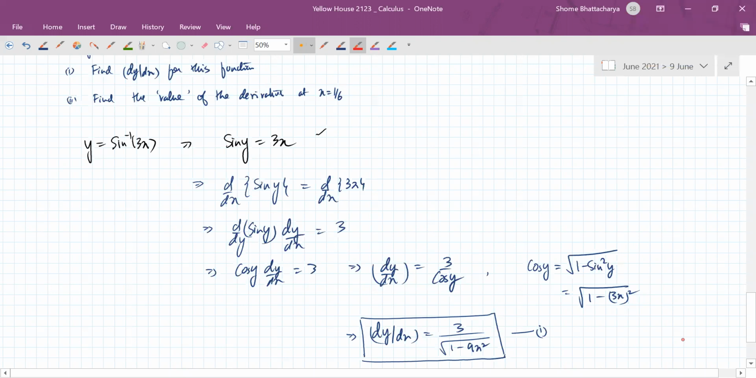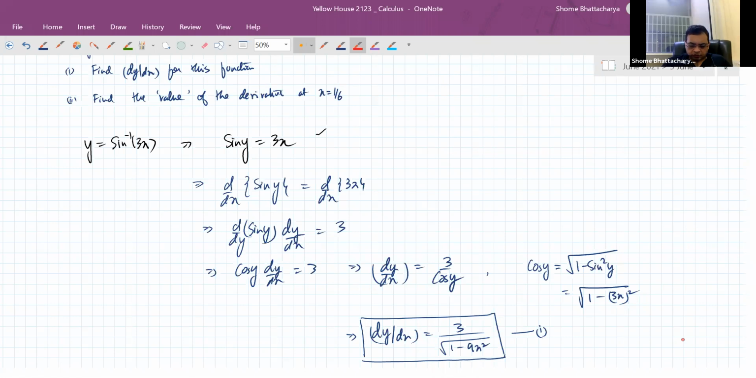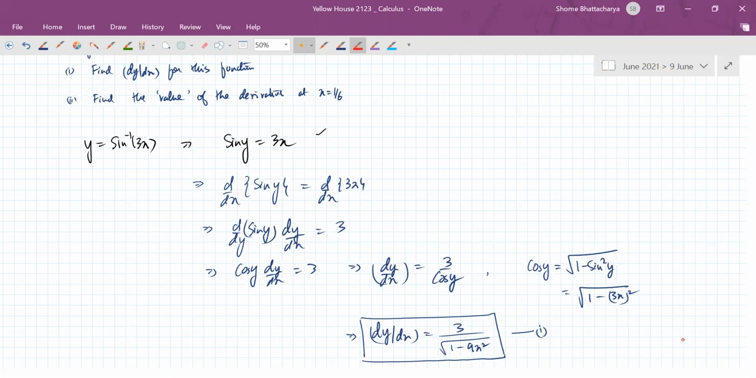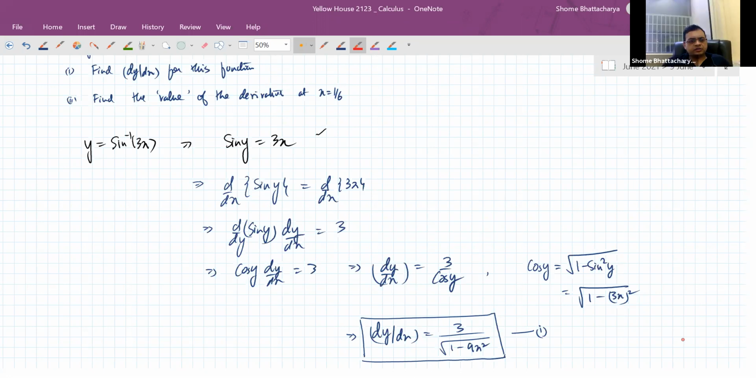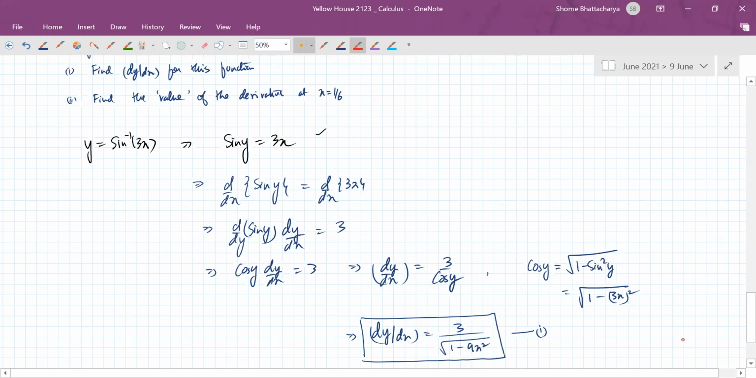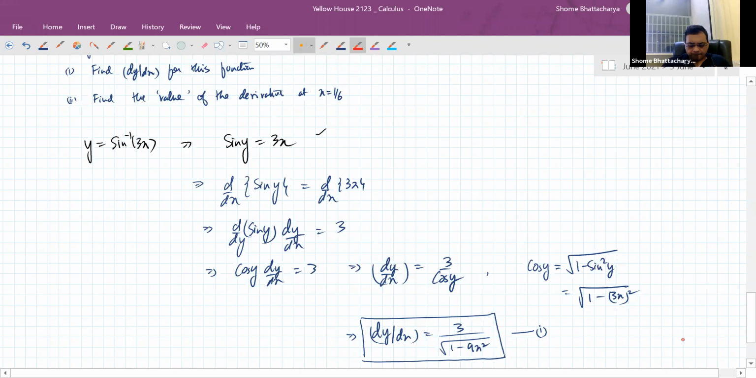Can you please explain what you did after the third step? After which step is it? The third step. Differentiation of sin y is cos y, no? After that, we have just transferred cos y to the other side. So dy by dx is 3 upon cos y. And then we've used the identity that sine square plus cos square is equal to 1. So cos can be expressed as square root of 1 minus sine square, right? Yes, sir.